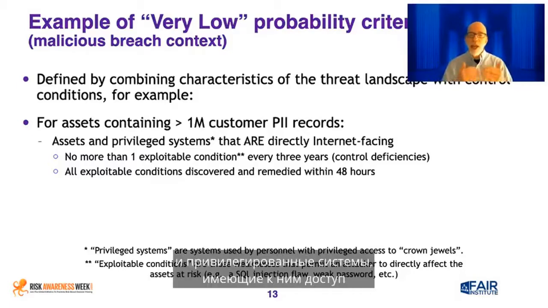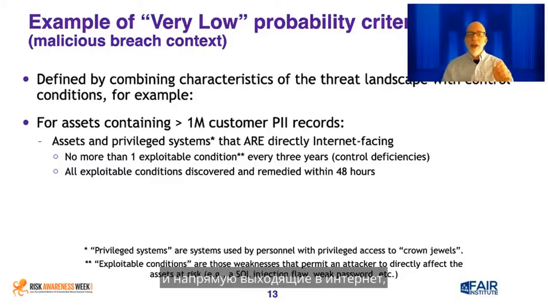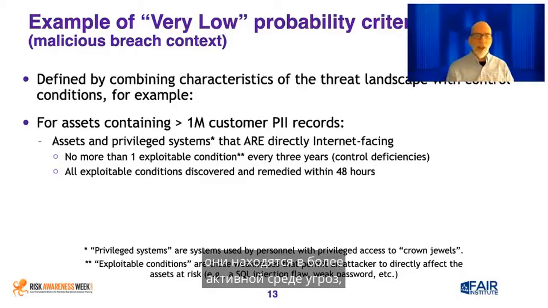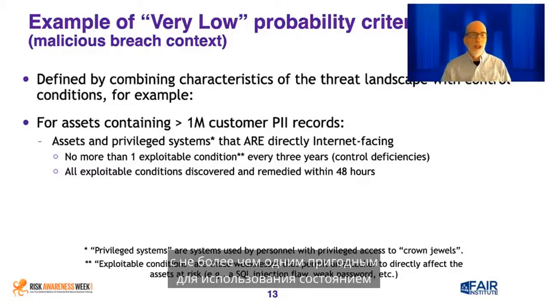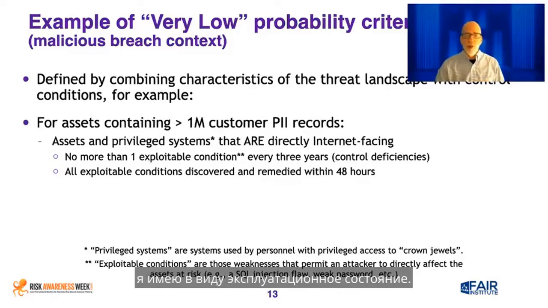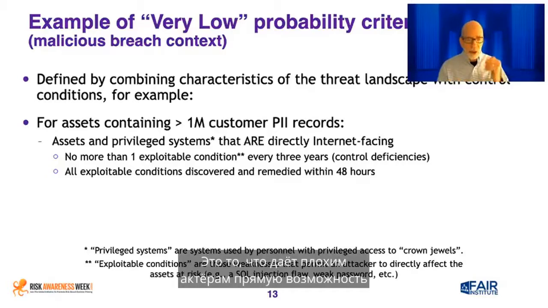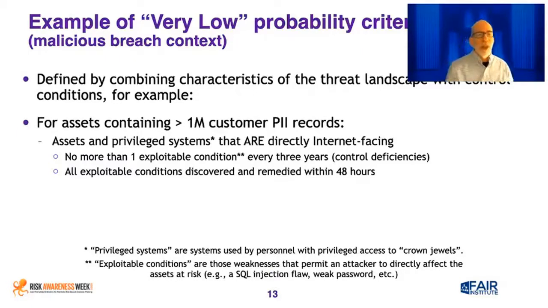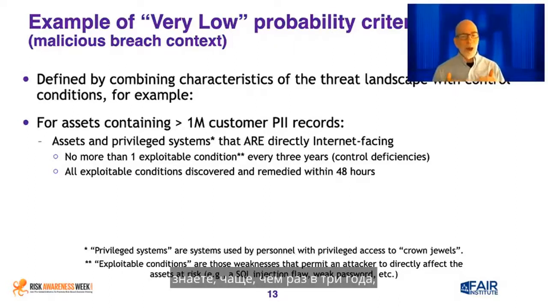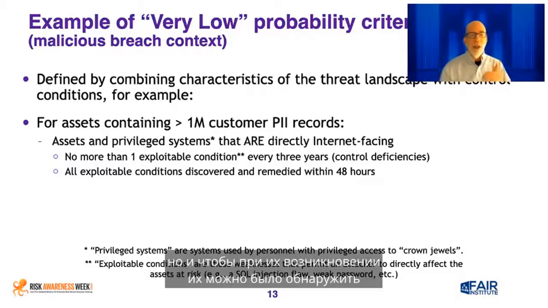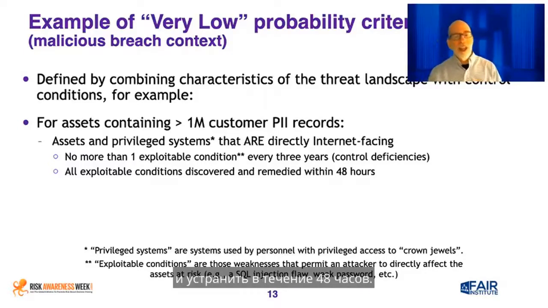So those crown jewels and the privileged systems that access them that are directly internet facing, they're in a more active threat landscape. We're going to say, as a condition for being very low probability, no more than one exploitable condition on those systems every 3 years. And again, there's a description of what I mean by exploitable condition. Those are not your everyday vulnerabilities. These are the things that give the bad actors direct ability to achieve the compromise, if you will. And furthermore, not only do we want those exploitable conditions to be really uncommon, no more than once every 3 years, when they occur, they have to be discoverable and remedied within 48 hours.